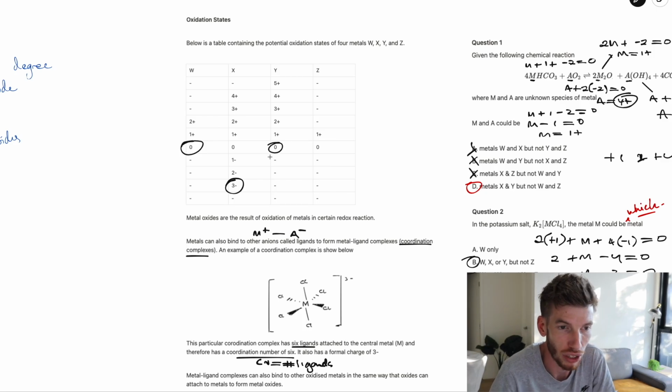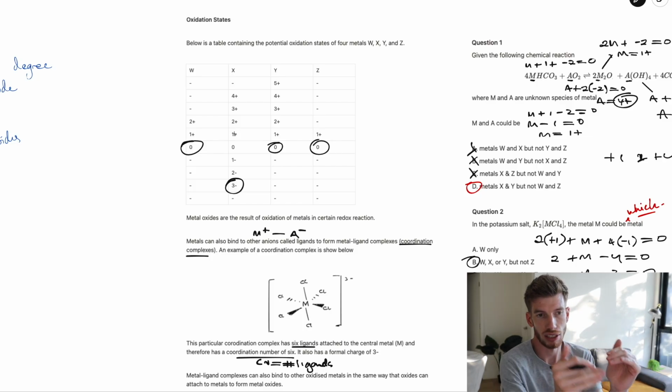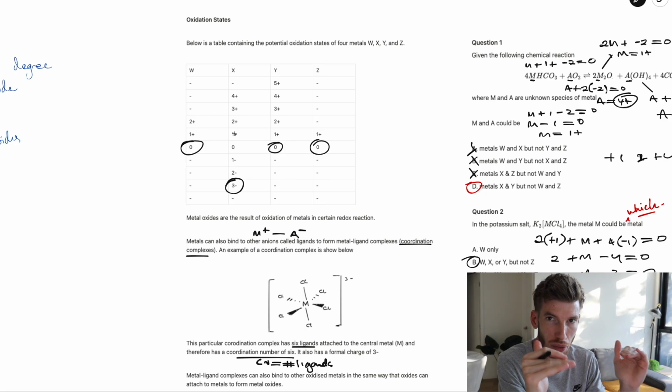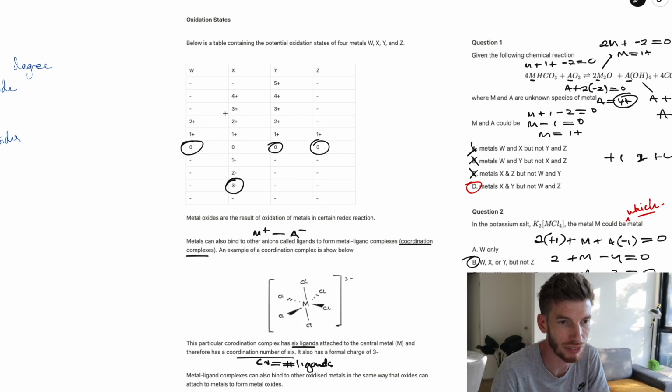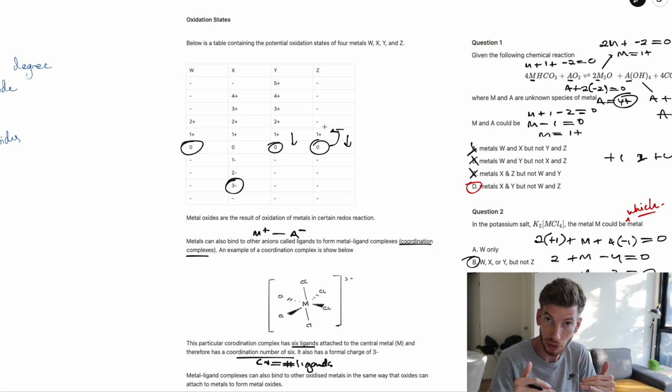Y can only go down to a neutral state and Z can go down to a neutral state. So realistically, any of those metals in those specific states would be not a possible oxidant because they cannot reduce. That would be the simplest way to look at it. If it's in any of its higher states, it could still reduce down the table into a lower state and therefore act as an oxidant.